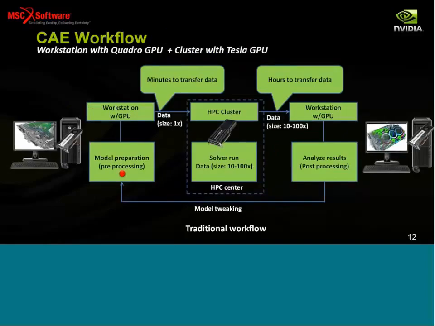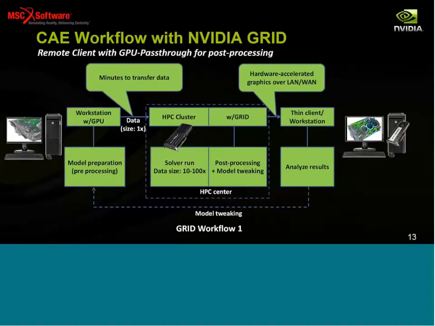Now there is another workflow. This is going back to the previous slide, where we just have the HPC cluster. Now I have something in addition, Grid. Notice that on the workstation where you have a Quadro GPU, I'm actually removing the Quadro GPU, and instead we put a Grid card on the cluster. Now the advantage here is that we are making the NVIDIA Grid GPU available to a broad set of users and not just a single user attached to a physical workstation that nobody else could access.